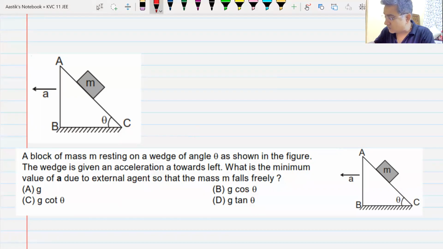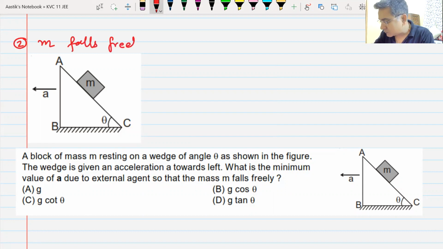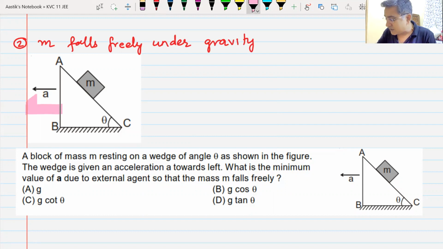There is a special case, case number 2, where block small m falls freely under gravity. How fast should I move the lower block? Remember, the direction of acceleration has reversed here. How much should be the acceleration of the lower block so that the upper block falls freely? In one case, it is falling freely under gravity. In the second case, it is remaining at rest.